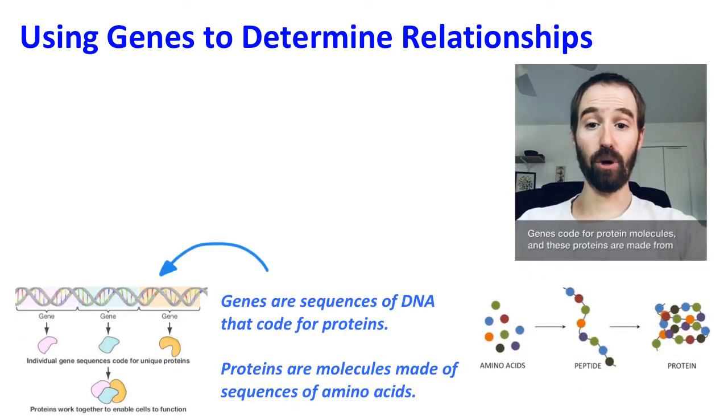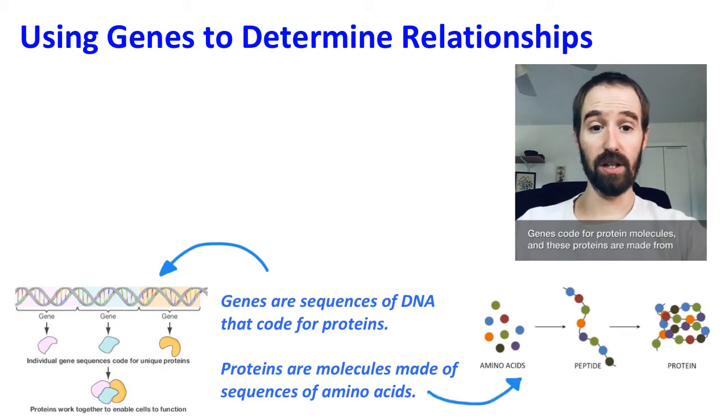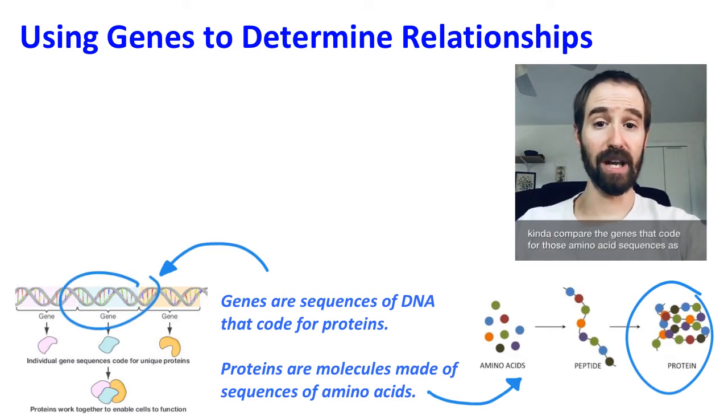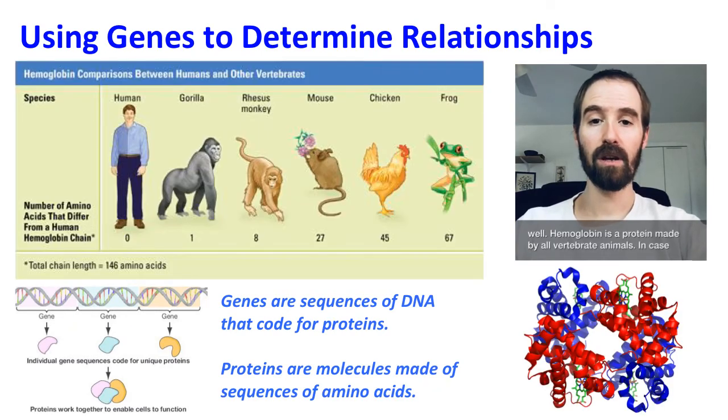Genes code for protein molecules, and these proteins are made from sequences of building blocks called amino acids. By comparing the order of amino acids in the proteins built by different organisms, we can also kind of compare the genes that code for those amino acid sequences as well. Hemoglobin is a protein made by all vertebrate animals. In case you're curious, this protein's job is to carry oxygen in the bloodstream.